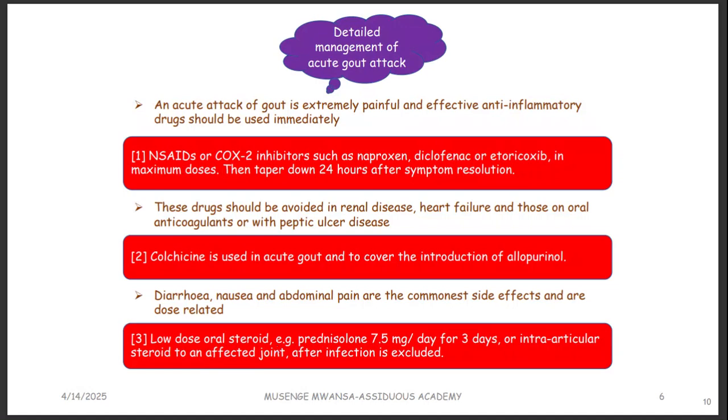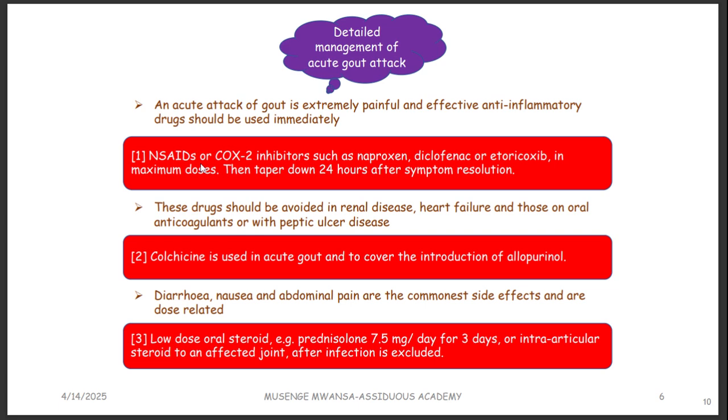So, what is the detailed management of acute gout? An acute attack of gout is very painful, and effective anti-inflammatory drugs should be used immediately because of the pain. So I've got NSAIDs or COX-2 inhibitors like naproxen, diclofenac, etoricoxib.